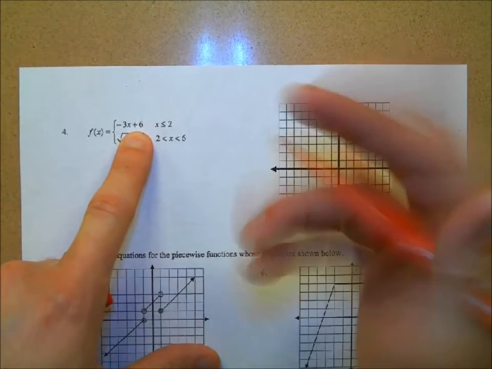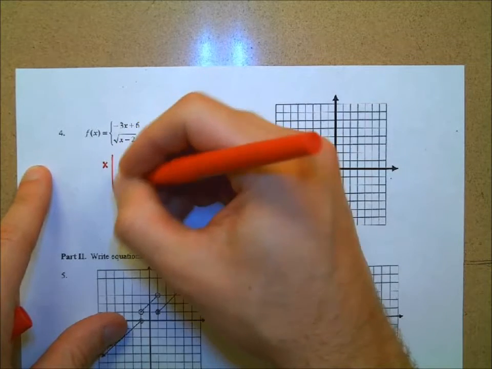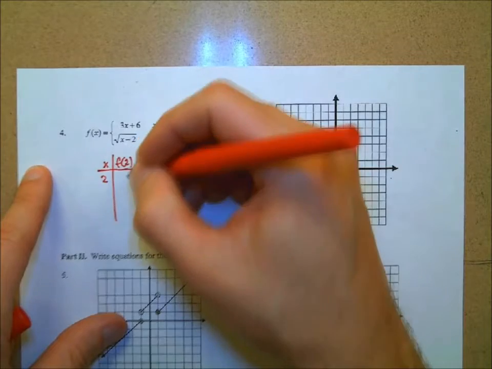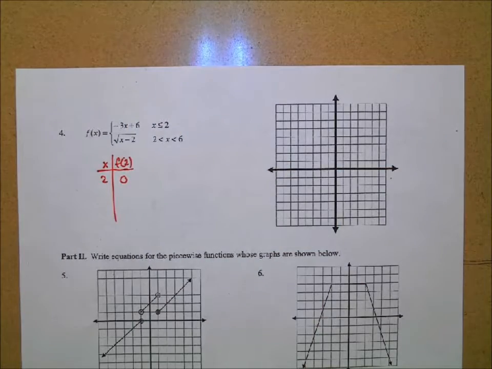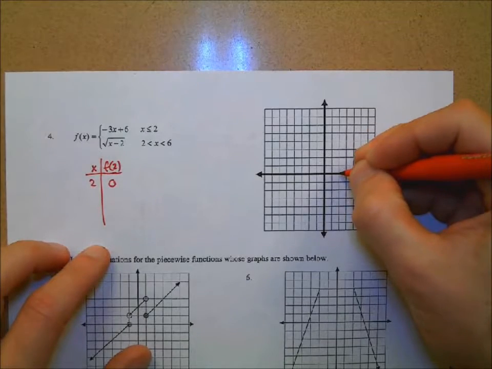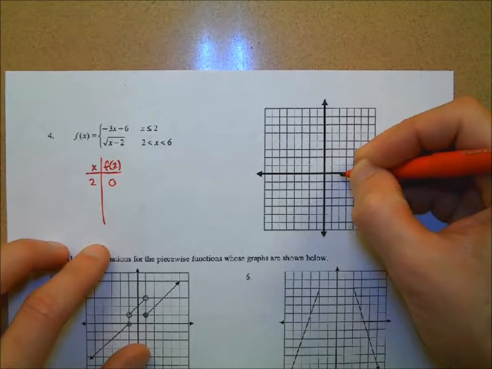You can even write it out if you want to, make a little chart for yourself. So we have the point 2, 0. So 1, 2, and then 0. Isn't it negative 3x plus 6? Negative 6, but then don't forget the plus 6 there.